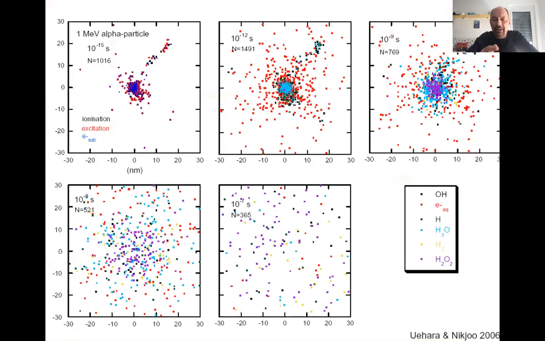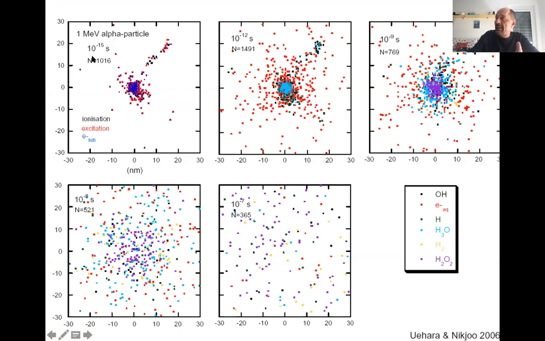This is an example, I think very interesting, of the track of an alpha particle. If you remember, we saw these pictures already in the physics, and this is actually the physics, because the particle is coming out of the screen. So you see the core here, and you see the delta rays here. Red is an excitation event, and black is an ionization event.